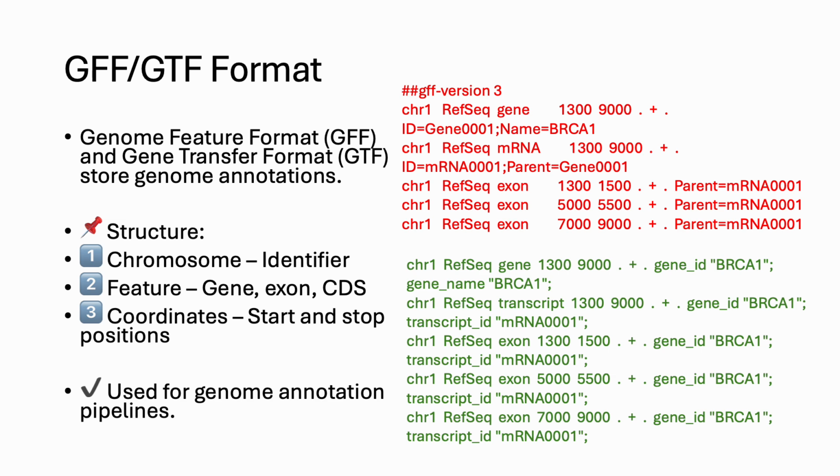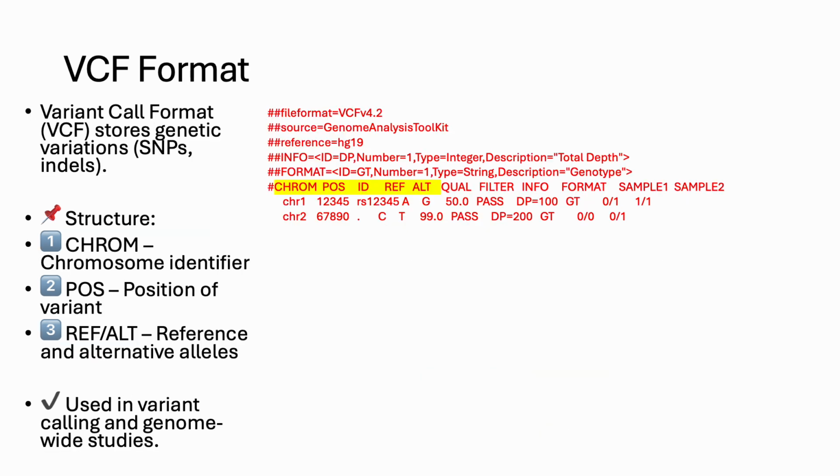Now let's see another important genomic format called VCF format, because this VCF format speaks about variants, that is SNP information. So variant calling format is usually used for storing genetic variations such as SNP, SNP stands for single nucleotide polymorphism, involving insertions, deletions, and structural variations. It is commonly used in genomic studies and NGS analysis.